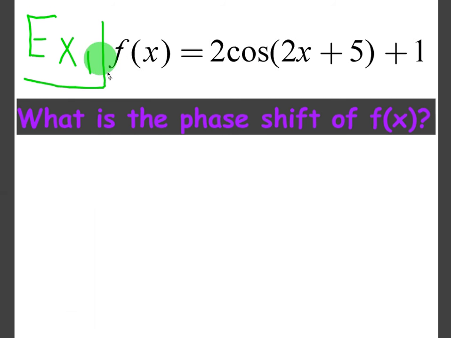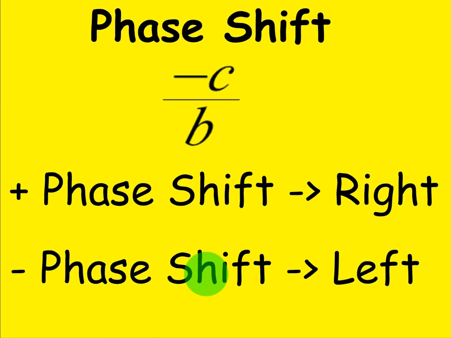For our first example, we are going to find the phase shift of f of x equals 2 times cosine of 2x plus 5, plus 1. Now, I just did a video on why the phase shift is the way it is. Yes, we learned that the phase shift is negative c over b, but for me there's an even easier way without having to figure out what c and b is.